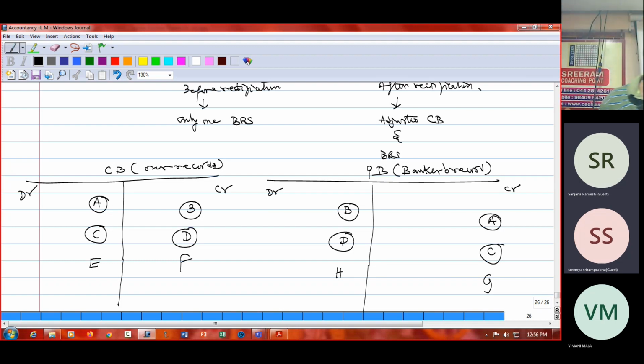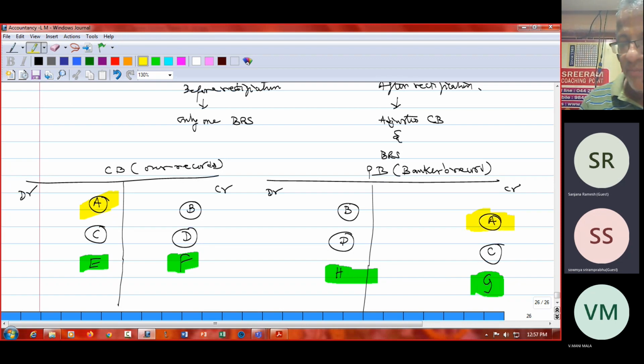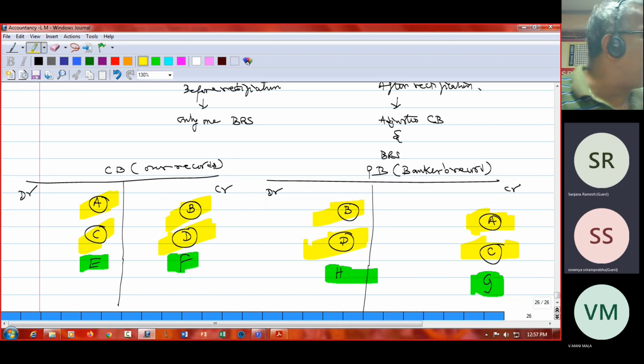So what really would cause difference between the cash book and the passbook will be on account of unmatched entries. What is that? Unmatched entries. A and A matched, B and B matched, C and C matched, D and D matched. So matched items will not cause any difference. Unmatched entries will cause difference. Agree? Right.